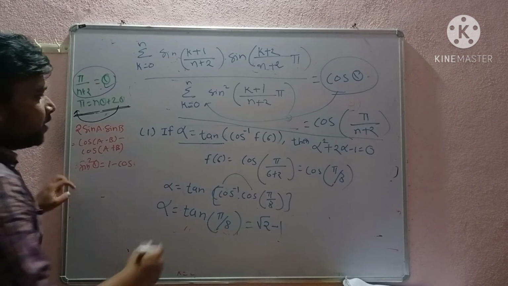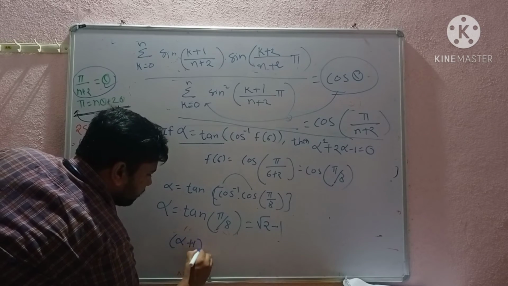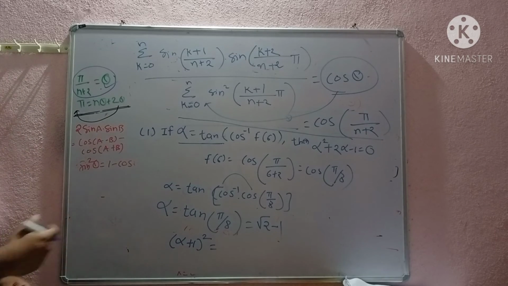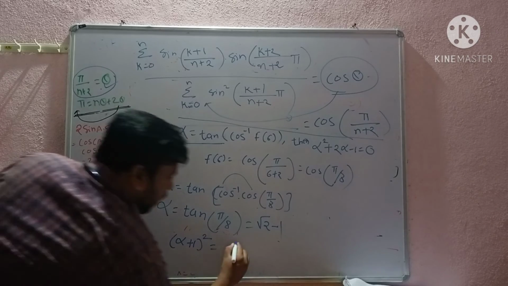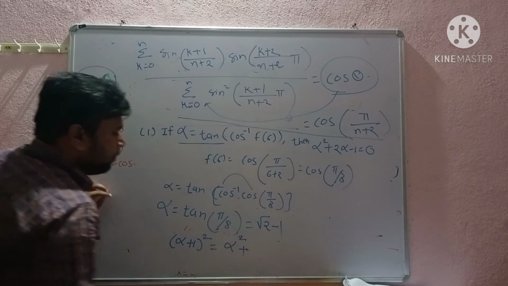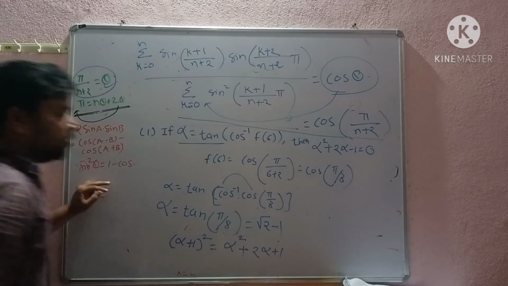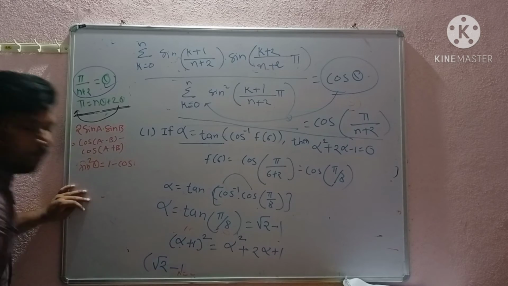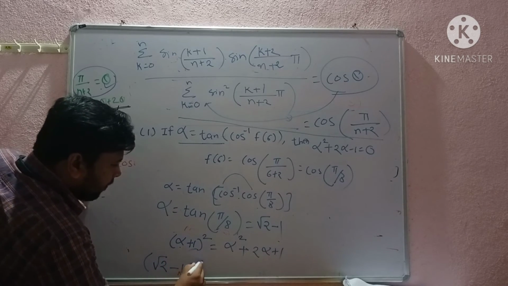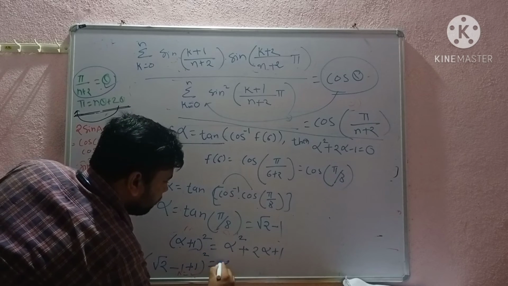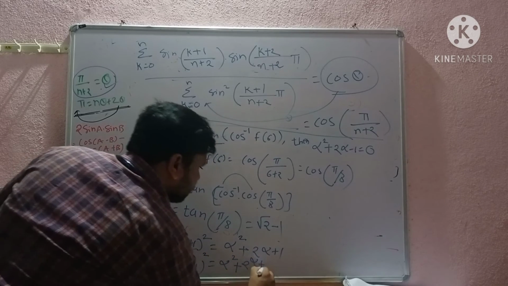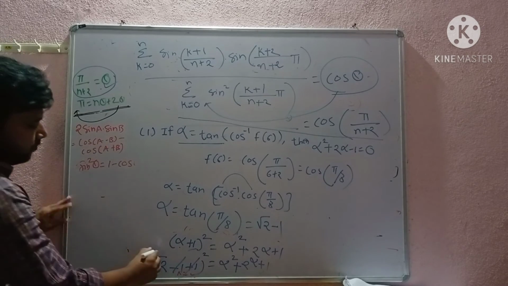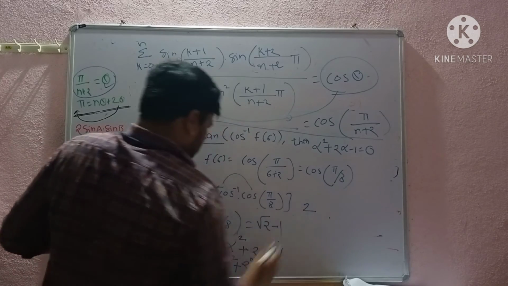let's do a certain expansion. Alpha plus 1 square is equal to, let's do the expansion, (a plus b) square is equal to a square plus 2ab plus b square. So alpha square plus 2 alpha plus 1. Now here, what is the value of alpha? Root 2 minus 1 is the value of alpha. So (alpha plus 1) square is equal to alpha square plus 2 alpha plus 1. Now this minus 1 plus 1 gets cancelled, and the square of root 2 is equal to 2.